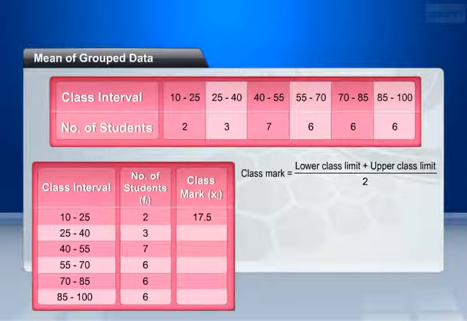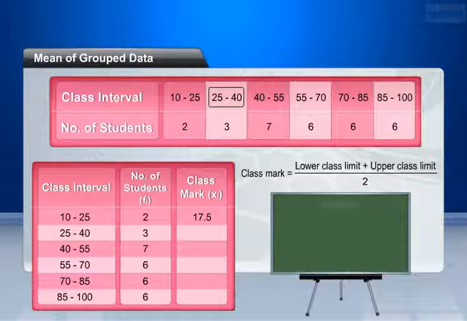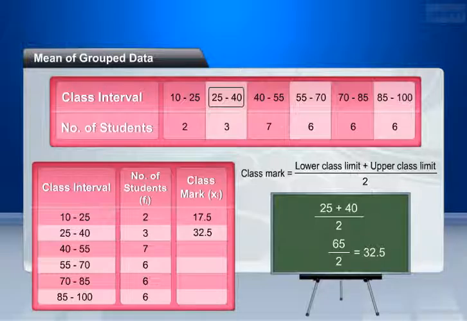Consider next class interval from the table, that is 25 to 40. Here, lower class limit is 25 and upper class limit is 40. For the class interval 25 to 40, the class mark equals 25 plus 40 divided by 2. This is equal to 65 by 2. This is equal to 32.5.